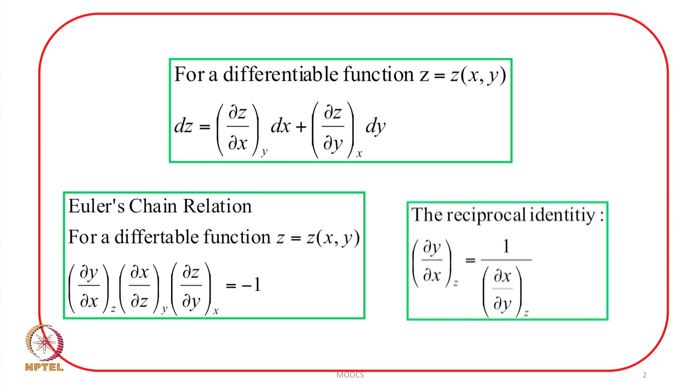And one more relation, the reciprocal identity that we will be using: ∂y/∂x at constant z is equal to 1 over ∂x/∂y at constant z, you take a reciprocal. So, these mathematical equalities will hold, and we will make use of these relations in solving further numerical problems. Let us now take up one by one.